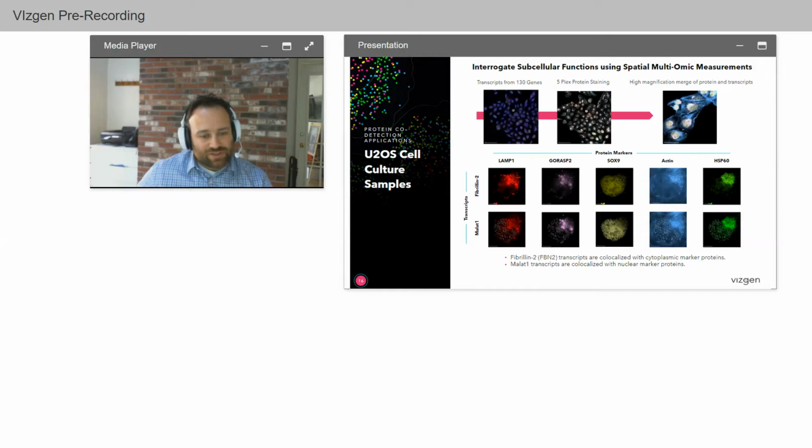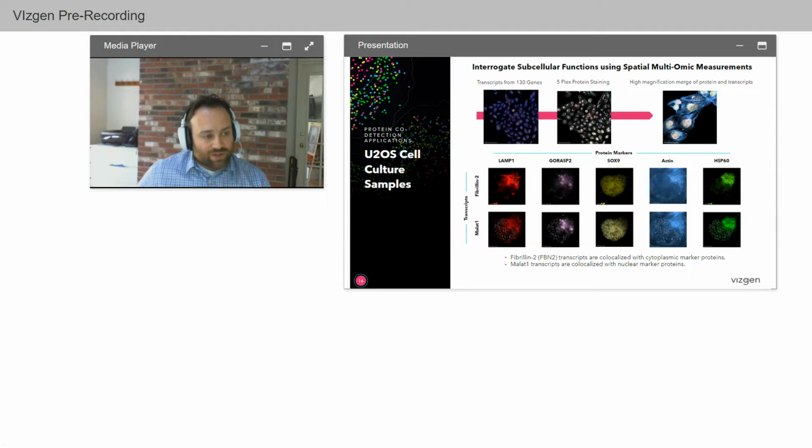For instance, fibrillin-2: we look at the transcripts, which are shown in white. We look at LAMP1, GRASP2, actin, and HSP60. We can see that it is co-localized with all of those protein markers. It is not co-localized with SOX9. What this pushes us to infer is that this fibrillin-2 transcript is co-localized with cytoplasmic protein markers and implicated potentially in cytoplasmic regulation.